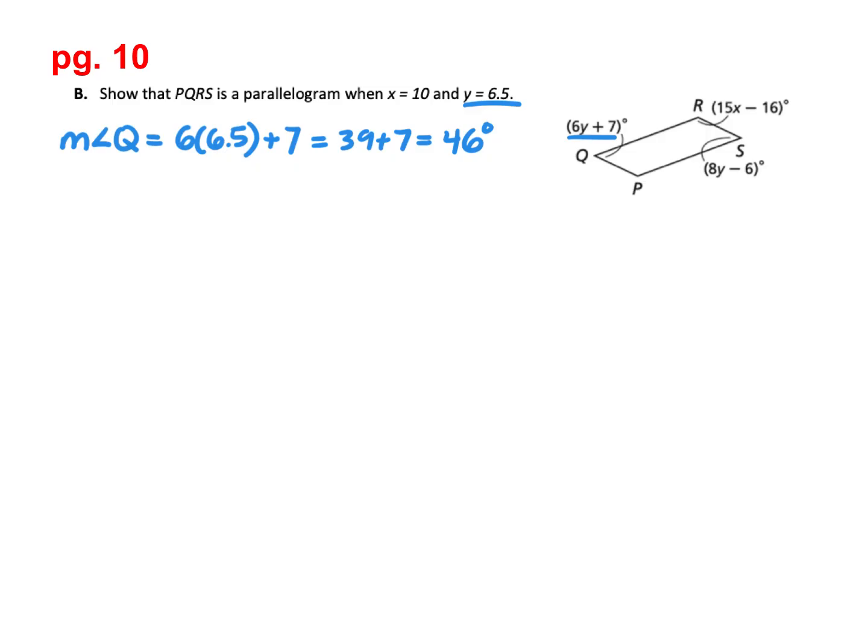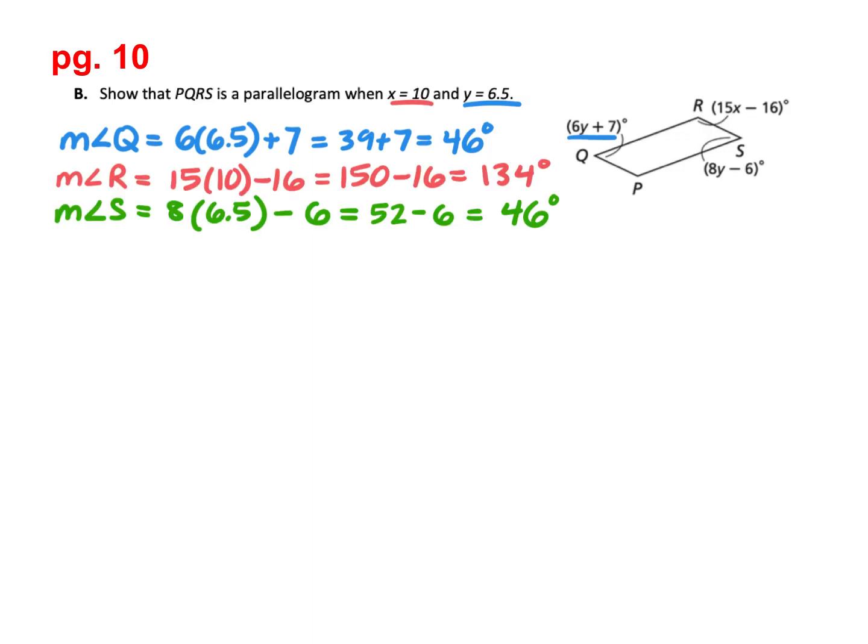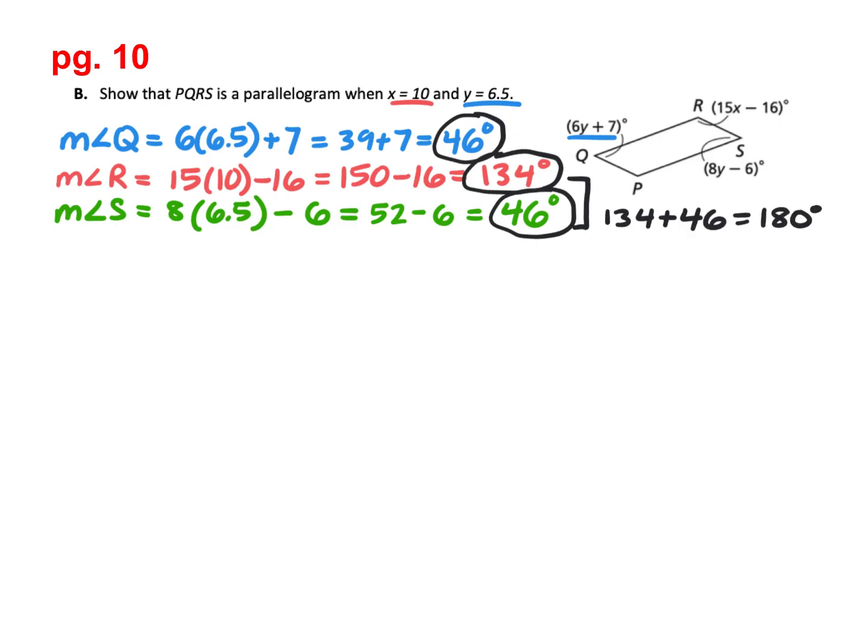Now go ahead and pause the video and then calculate the measures of angle R and angle S. Please pause your video now. So here I've calculated the measures of the angles. Angle Q was 46 degrees, angle R was 134, and angle S was 46 degrees. Notice that these two angles right here, if I add them up, 134 plus 46 is 180. So those are consecutive angles that are supplementary. Same thing right here, if I add them together, 46 plus 134 is also equal to 180.